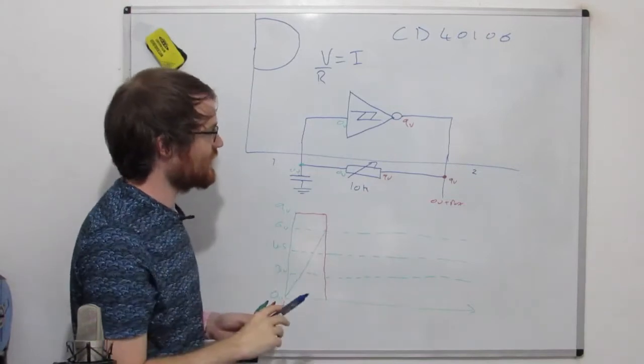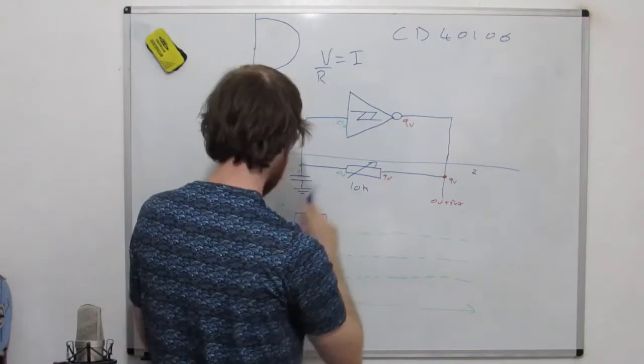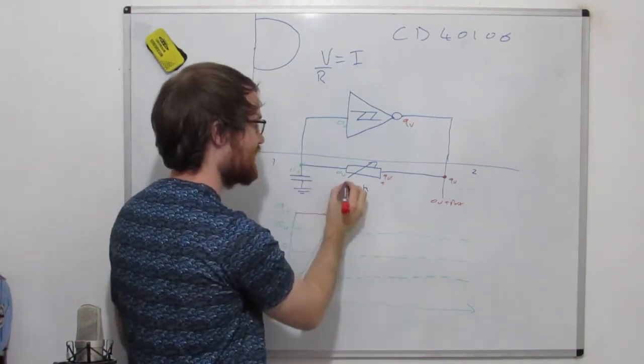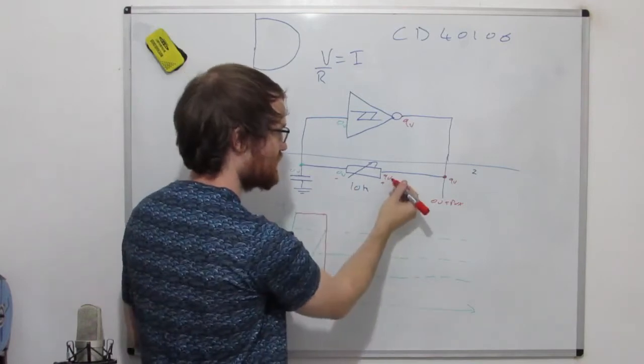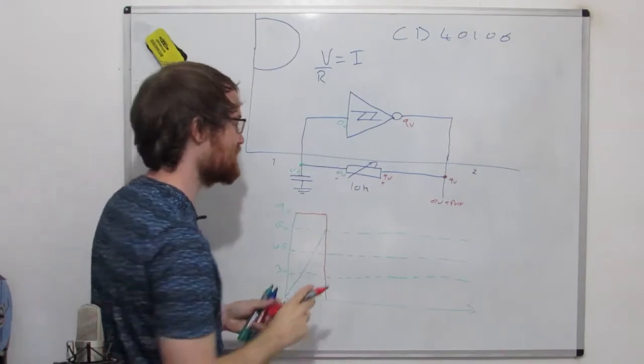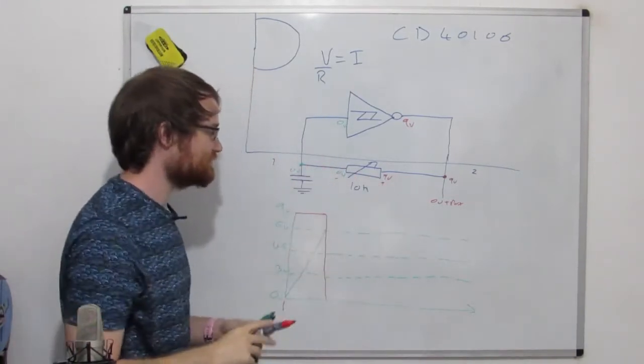So what basically is going to happen is we're going to have a current that flows in this direction, right? Because we've got a positive potential difference. Positive because we've got more voltage here than we have here, right? So the current is going to flow from the positive to the negative. It's called conventional current. And it's going to go across here, down to ground.